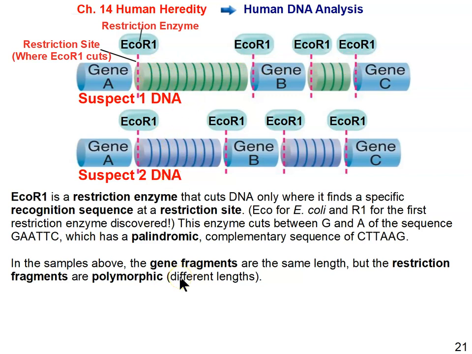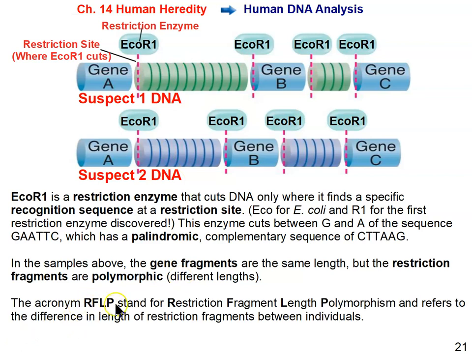So these are known as restriction fragment length polymorphisms, RFLPs for short. That's how we actually refer to that acronym. It stands for restriction fragment length polymorphism, and it refers to the difference in length of restriction fragments between individuals. That's the basis for DNA fingerprinting. That's what makes DNA fingerprinting work and show differences between individuals.